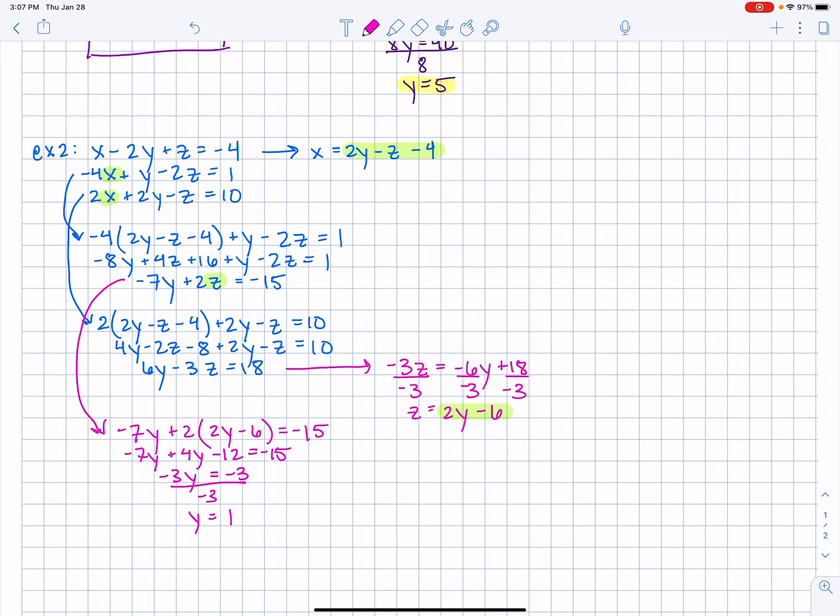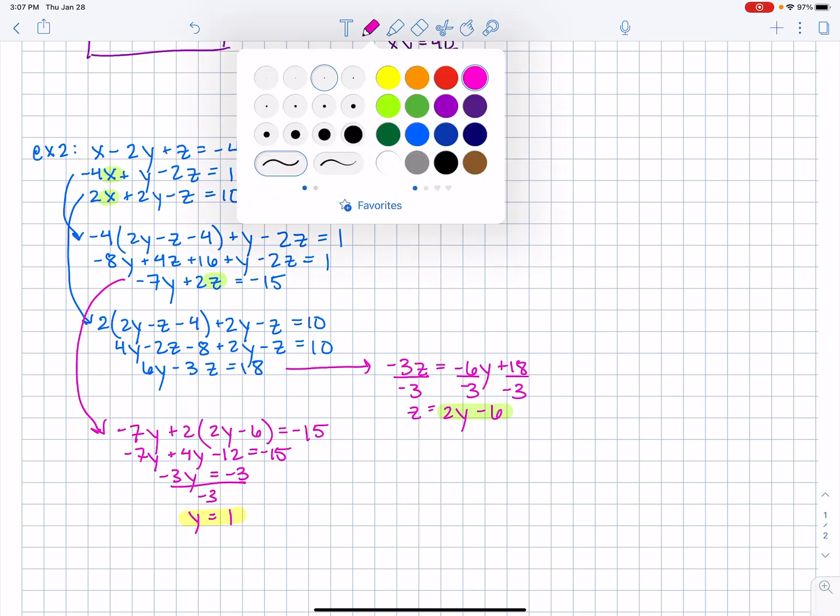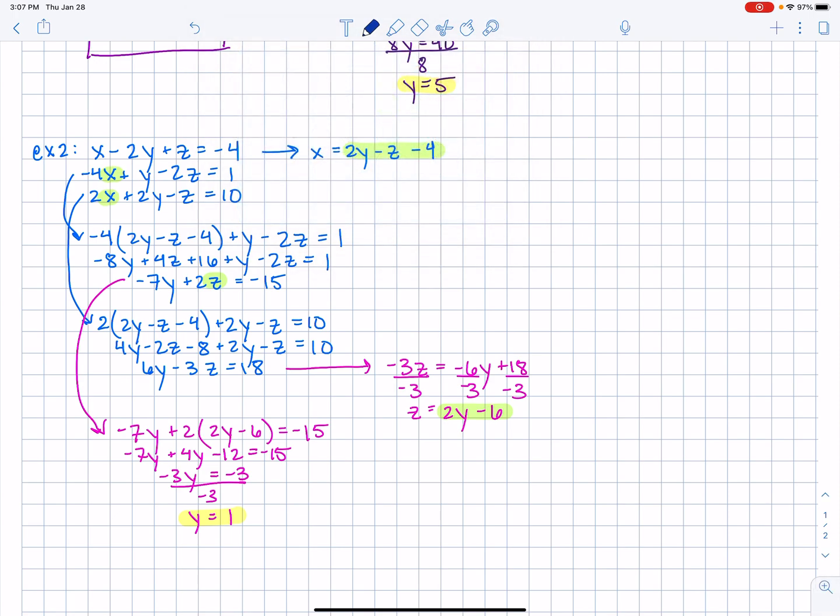Oh boy, we're still substituting. We have one value so far. I'm going to switch back to yellow to highlight our value here. So there's one value. I'm going to use that value up here with z is equal to 2 times 1 minus 6. z is equal to 2 minus 6. z is equal to negative 4.